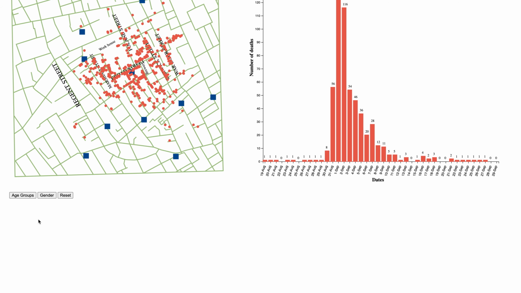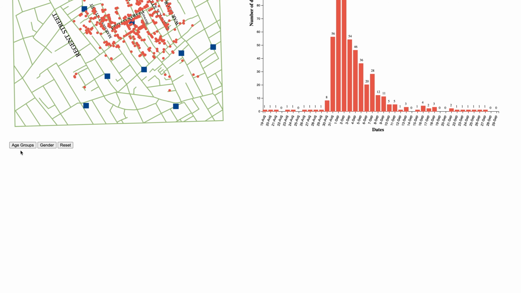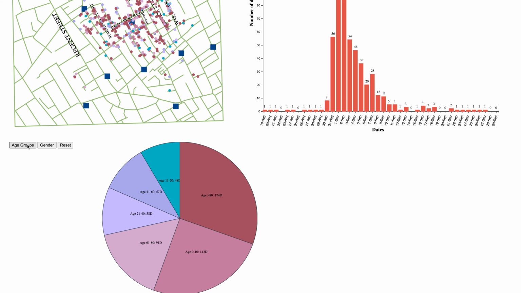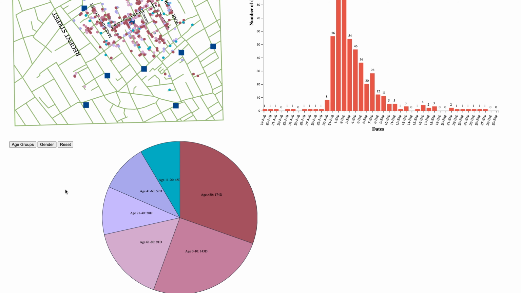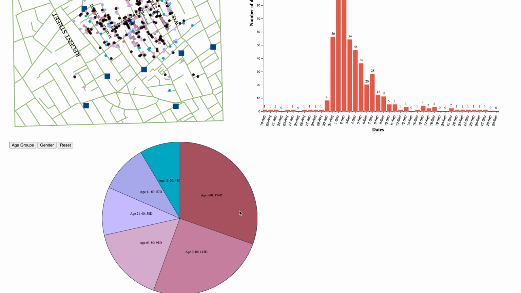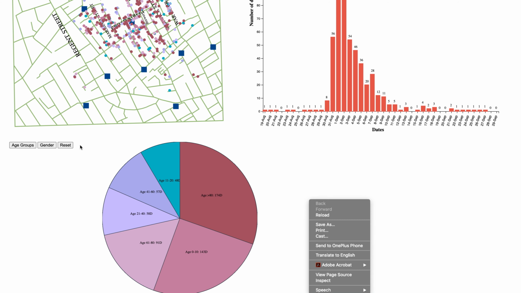Looking at the age groups and genders, I have included these two pie charts from the CSV. So I've included the age groups pie chart. Looking at this, the proportions can be easily understood of what age group was actually highly affected. Ages greater than 80 and 0 to 10 were the highest, with 174 deaths and 143 deaths.